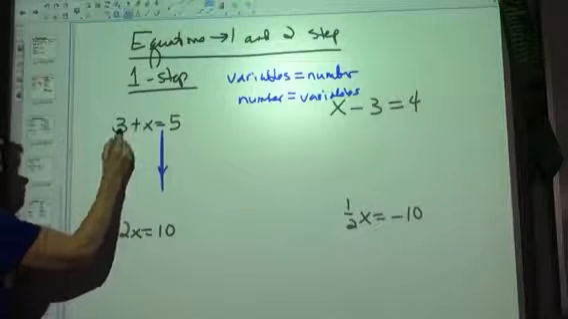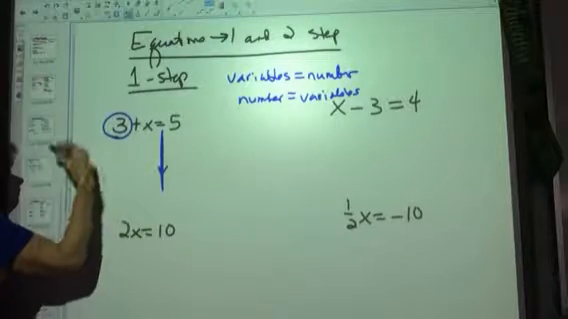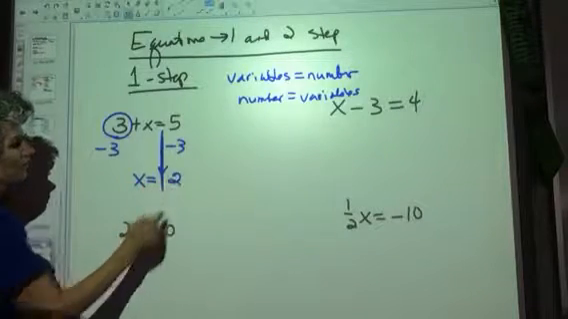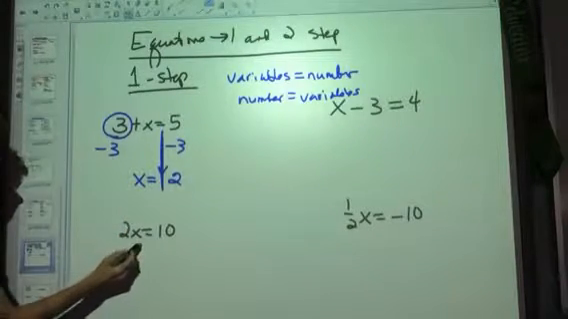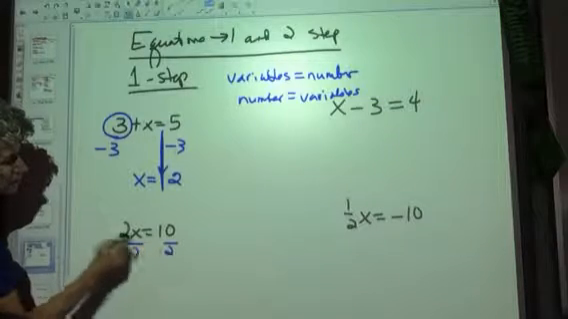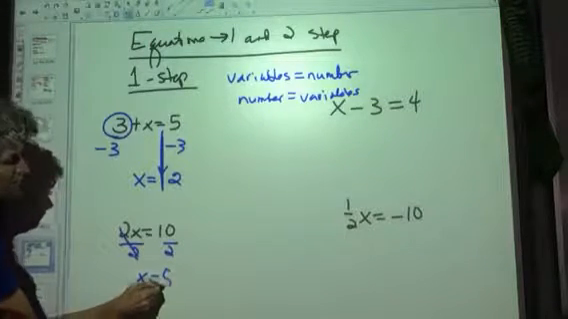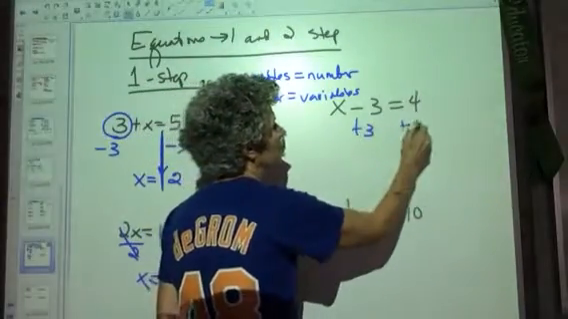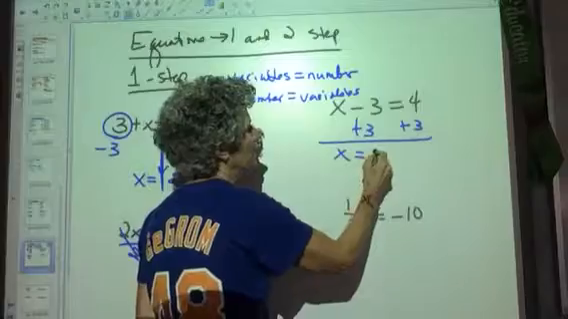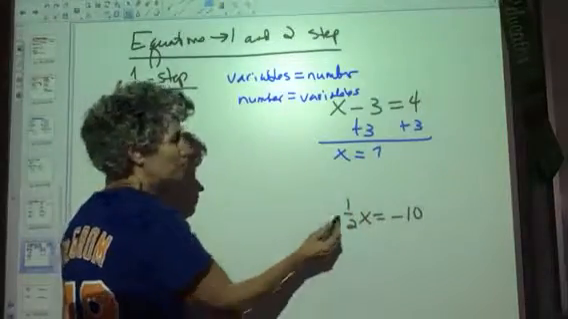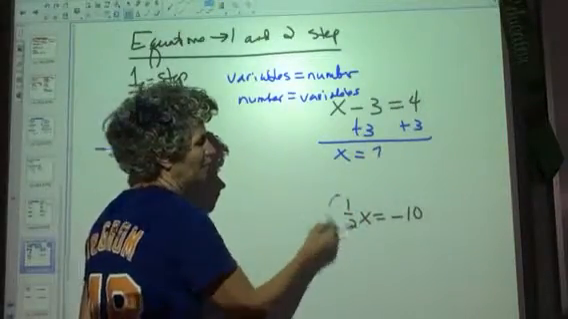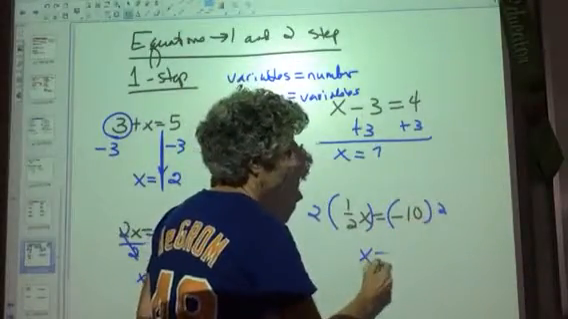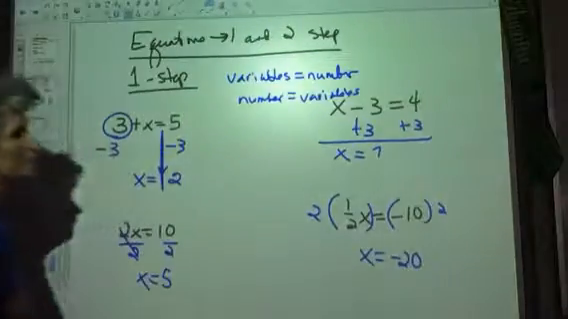So here, this is 3 plus x. We want to get rid of this 3. So I have to do the inverse operation, which is subtract, and I wind up with x equals 2. Here I want to do the inverse operation, which is divide, and I get x equals 5. I want to get rid of this 3, so I'm going to do the inverse operation, which is to add. X is 7. You can divide by a half. Easier to multiply by that denominator. And x is negative 20.